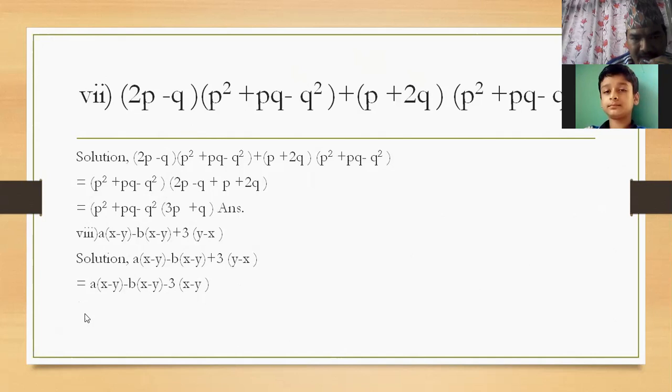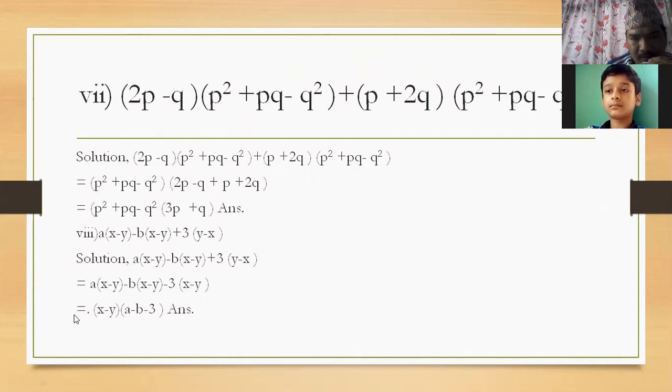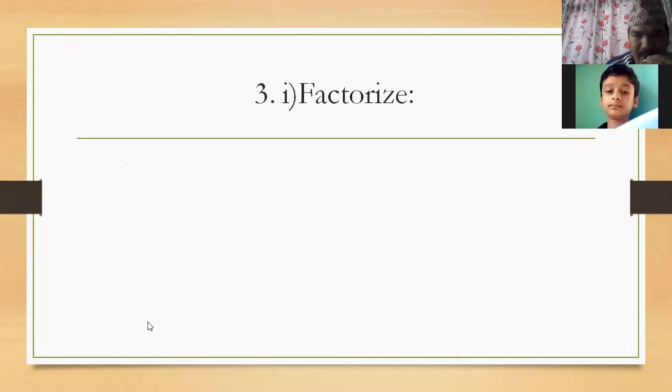Then we can take x minus y common now. If you take x minus y common, look there, what is remaining from the first? From the first there is remaining a, from second there is remaining minus b, and from last it is remaining minus 3. Then x minus y is one factor, a minus b minus 3 is another factor. And here is today's problem. Today's questions are here.